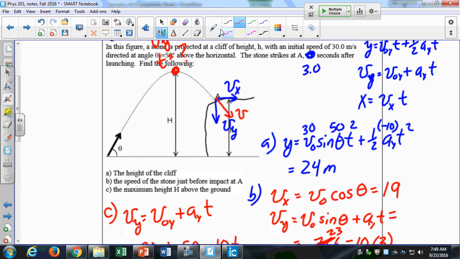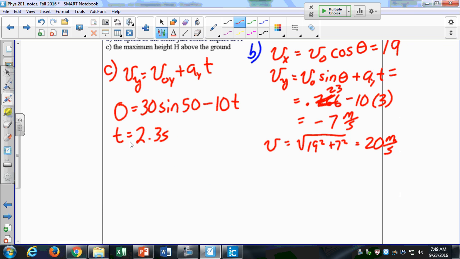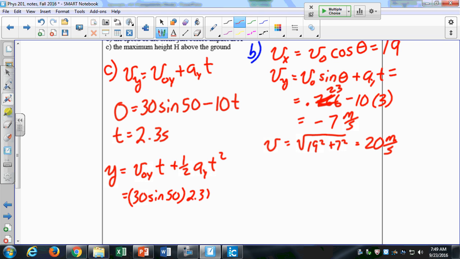We want to know now what is the height at that point. So just like we did in part A, we can predict the height at that particular point just by saying y equals v naught y times t plus 1/2 a_y t squared. That's going to be 30 sine of 50 times 2.3 minus 10 times 2.3 squared. And I get 27 for that. So it goes up to a maximum height of 27 meters.